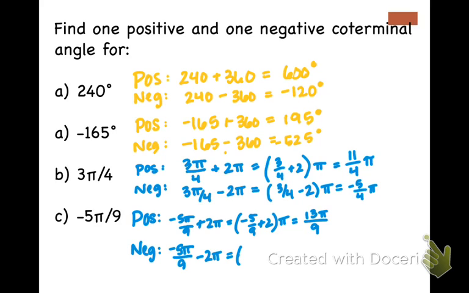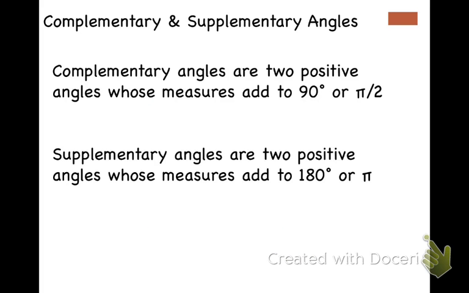Again, it might be easier, especially with the subtraction, in your calculator. Negative 5/9 minus 2 in parentheses times pi, which should give me negative 23/9 times pi, or negative 23 pi over 9. Okay, so adding or subtracting a full revolution gives us these coterminal angles. Okay, we're going to come back to that.